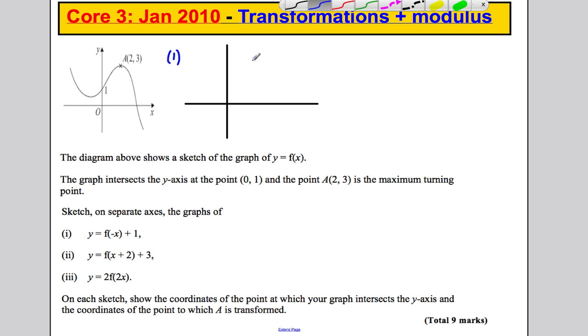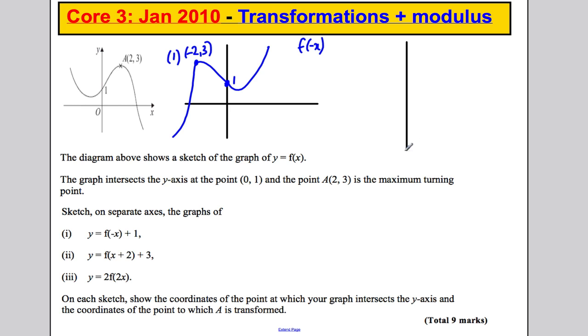The first stage, if you were to draw f of negative x for the first stage, it would look something like this. With that point there being negative 2, 3, and that point there is still 1. Okay, and then if you were to draw a translation by 1, then it would look something like this. It would be up a bit more and then cross here. So that point there would now be 2, and that point would be negative 2, 4. And we've done the first part.